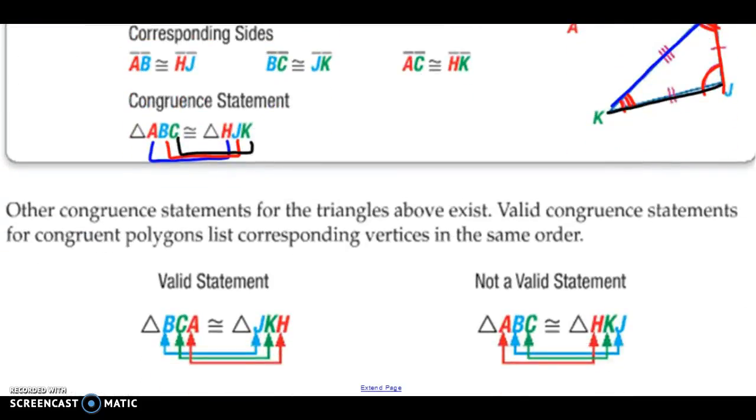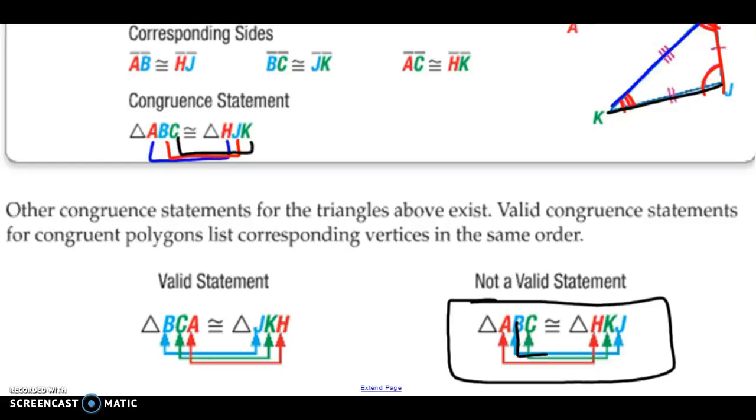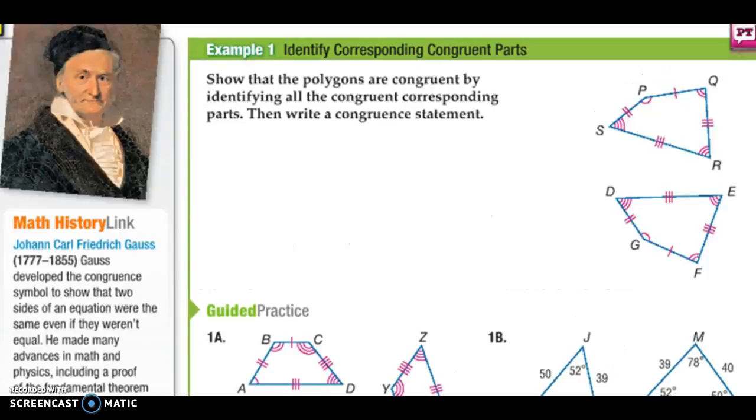Same with right here. You'll see an example. You'll see right here, this is not a valid example. A corresponds with H, that's good, but B should be the second position, not the third. And so this is not a valid statement. It does not mean that they are congruent. So let's look at an example right here.